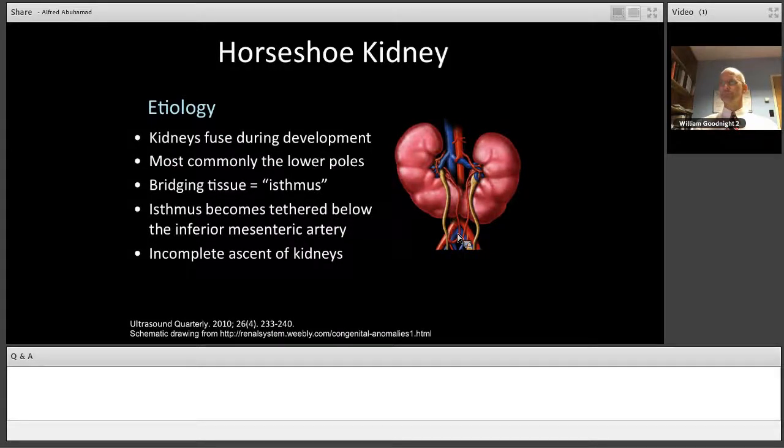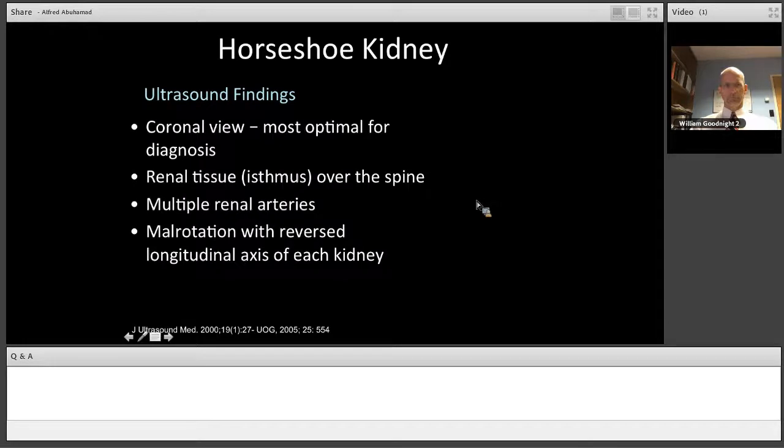How about horseshoe kidneys? Horseshoe kidneys are kidneys that actually fuse at the lower pole, as you see right here. That's called the isthmic area of the kidneys. What typically happens is they fuse early on in development, and as they migrate up, they get stuck by the inferior mesenteric artery, so they are located typically under the inferior mesenteric artery. The most optimal view to make this diagnosis is the coronal view, because what you will see on the coronal view is renal tissue over the spine, and you should never see renal tissue over the spine on coronal views.